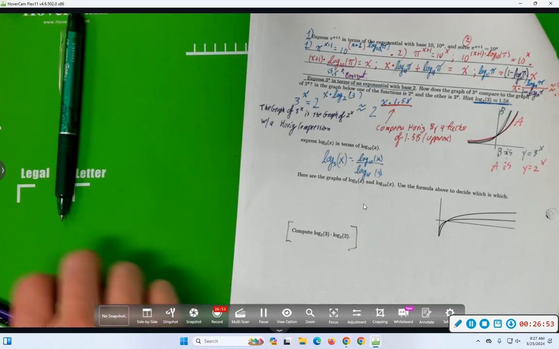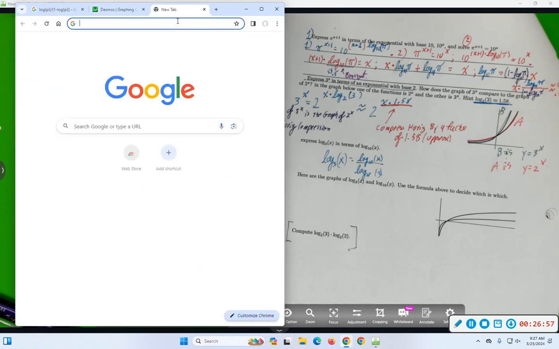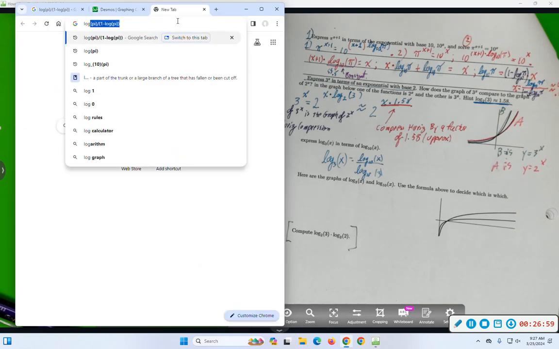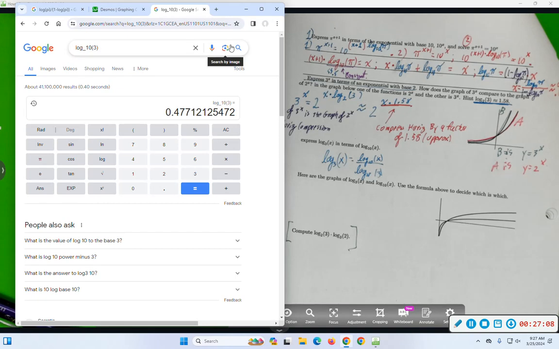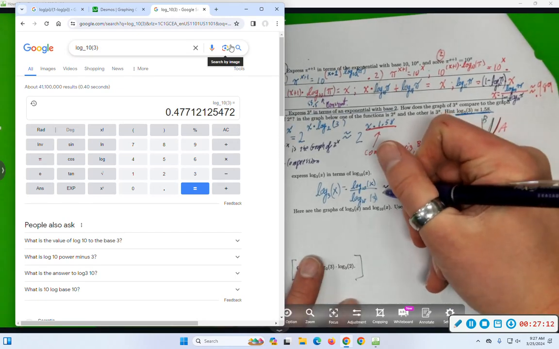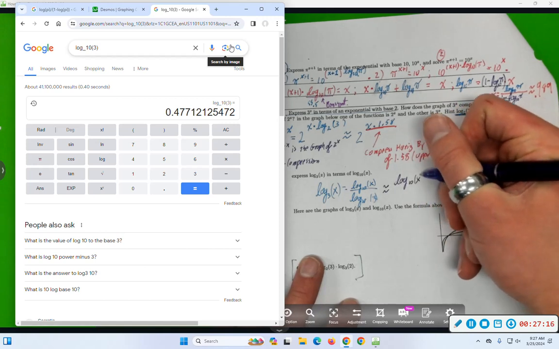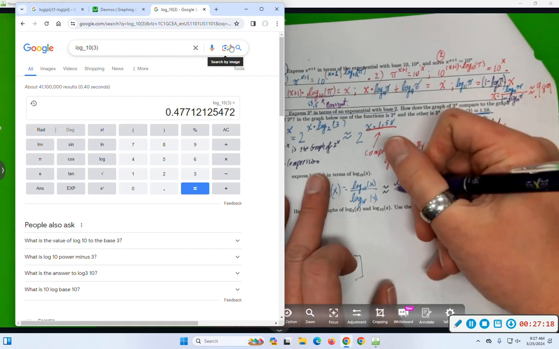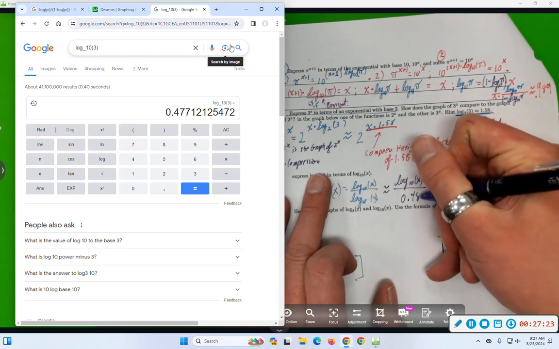And let's use one thing here. So I'm going to get a decimal approximation for that log base 10 of 3, 0.48. So this is pretty close to just being log base 10 of x divided by 0.48.